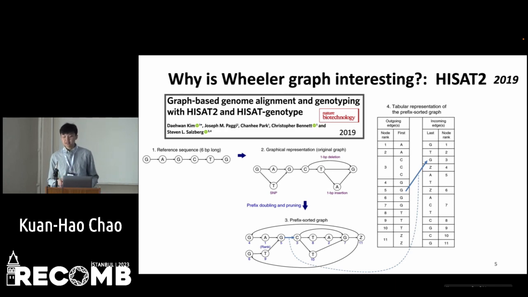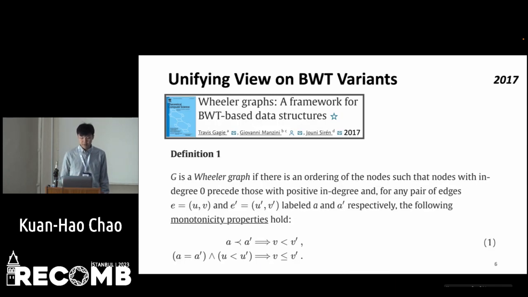All the data structures that I talked about are variants of the Wheeler transform and its applications. In a 2017 paper, Gagie, Manzini, and Sirén presented a unified perspective on variants of the Wheeler transform. Interestingly, they arrived at a uniform representation of all these data structures. Basically, we can summarize the Wheeler graph into three rules. If a graph satisfies these three rules, it has the perfect properties of the Wheeler transform.